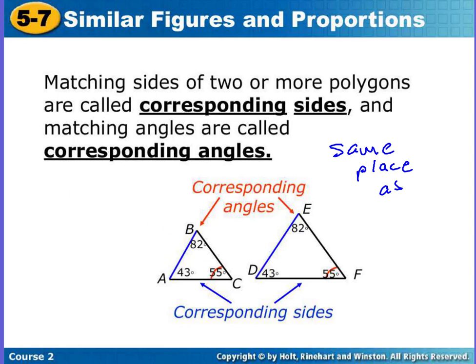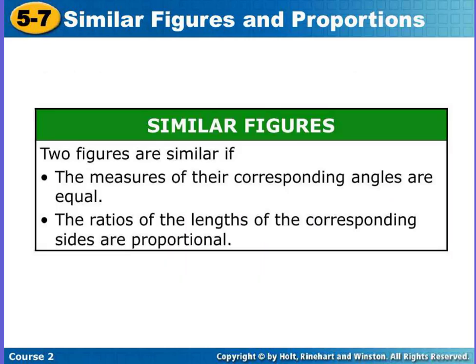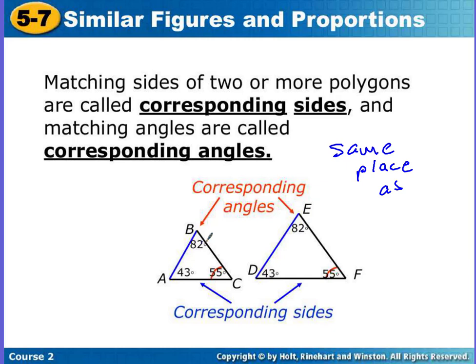Now, what are the other 2 characteristics of similar figures then? Well, the last 2 are 2 of the most important. So we know that the first one is they've got to be the same shape. The second one is they've got to be different sizes. Well, the last 2 are the measures of their corresponding angles are always going to be equal or congruent. So when we look back at this figure, the corresponding angles are all the same. 82, 82, 43, 43, 55, 55.